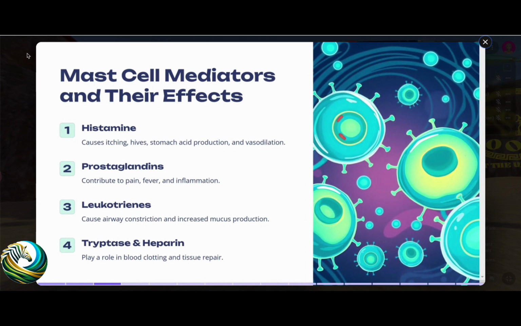So as you can see here, those are only some examples. There are hundreds, I think, of mediators from mast cells, and each of them is responsible for a different role. And when they are dysregulated, they don't do their job properly. We have all these different types of symptoms and struggles. Those are just some examples I wanted to give. Of course, there are some more.